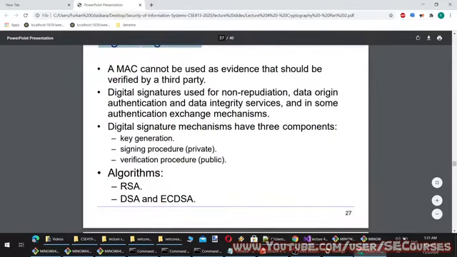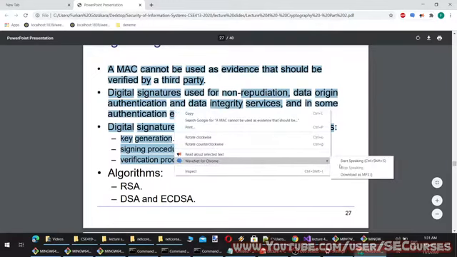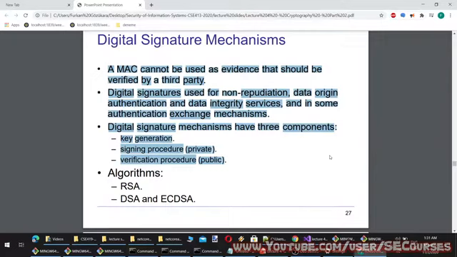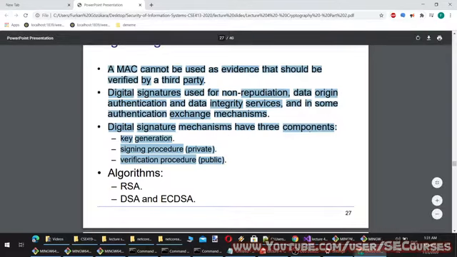Digital signature mechanisms. A MAC cannot be used as evidence that should be verified by a third party. Digital signatures are used for non-repudiation, data origin authentication and data integrity services, and in some authentication exchange mechanisms. Digital signature mechanisms have three components: key generation, signing procedure, private, verification procedure, public.